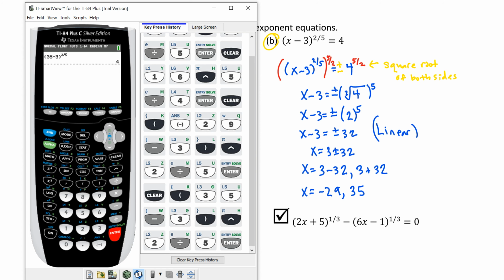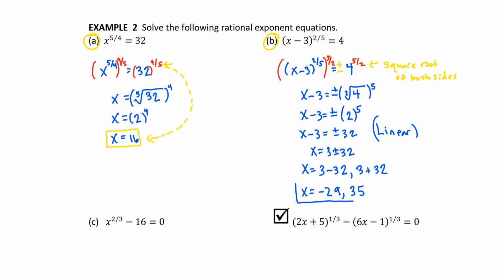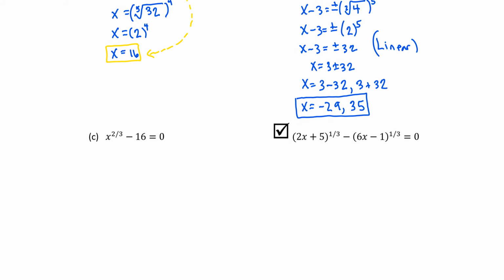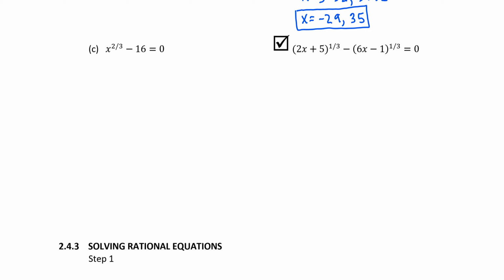Well, that one yields 4 as well, so it looks like both of our solutions are correct, and we've got 2 solutions. Okay? Now remember, when do I need to use the plus or minus? If I raise both sides to a power where the denominator is even. And again, that's very easy to forget. Let's try a couple more examples.